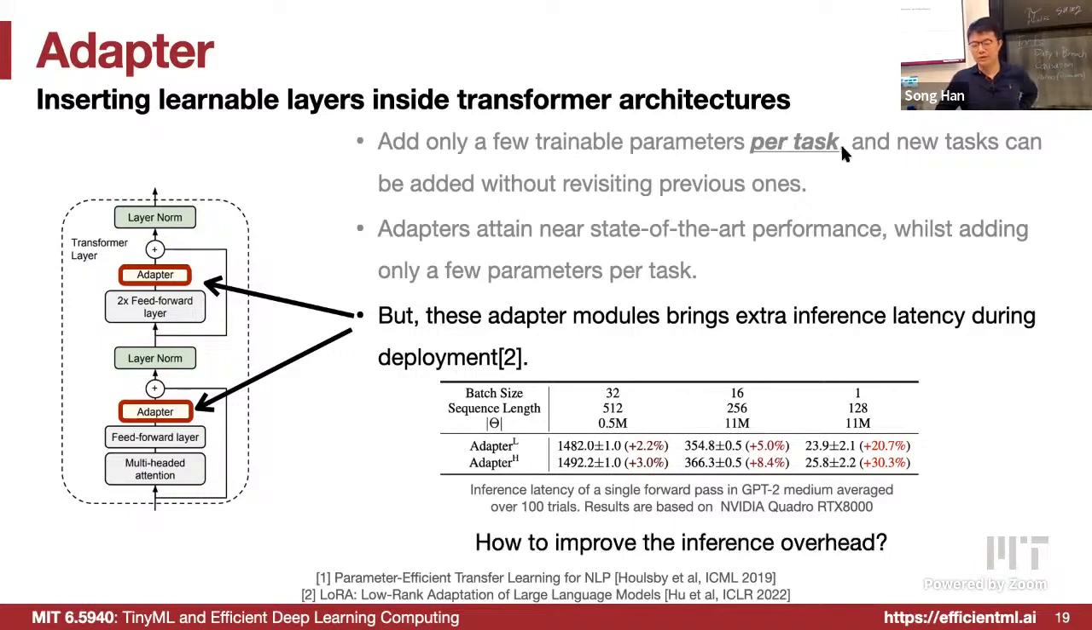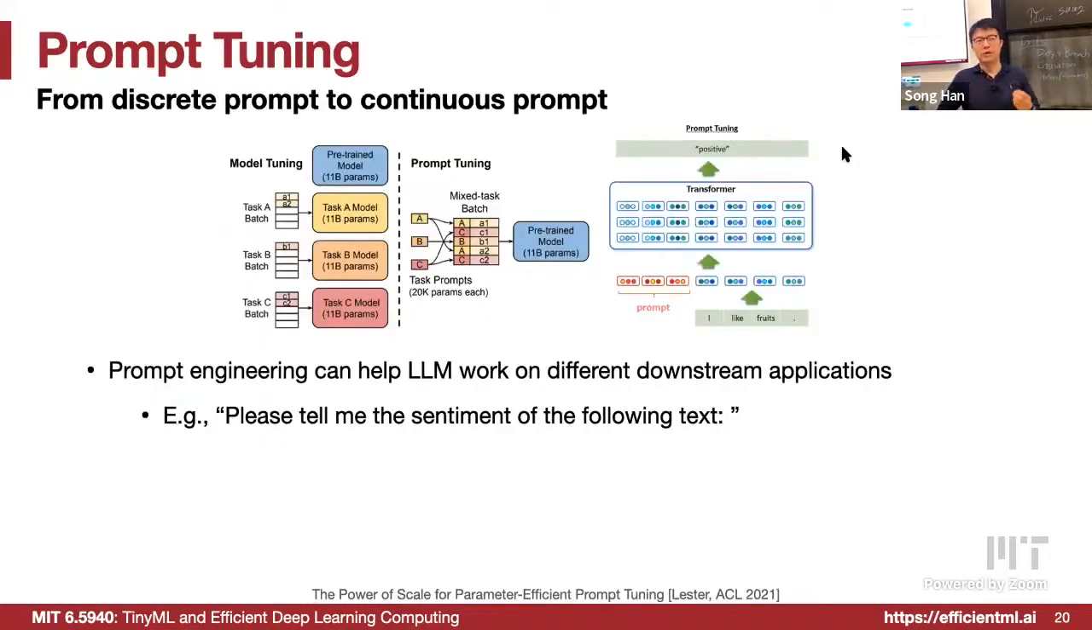So the natural question is how to improve the latency, not to incur any overhead. We want to make sure the model stays the same. We didn't introduce any extra parameter. Can we fine-tune a model without incurring any extra parameter? Here is a technique called prompt tuning. Prompt tuning basically says we can tune the prompt.